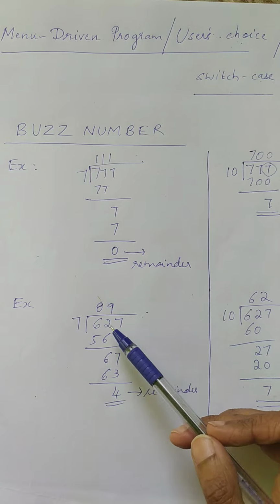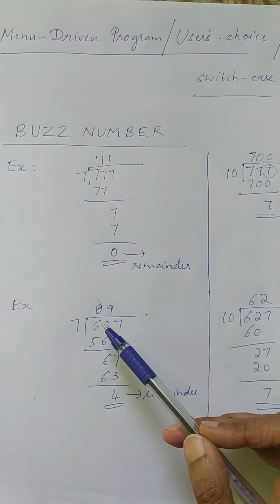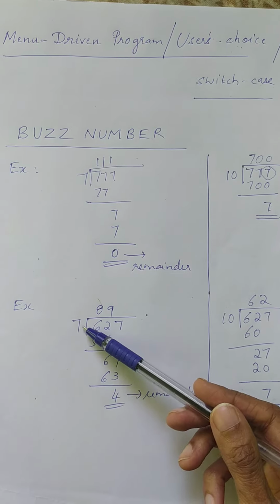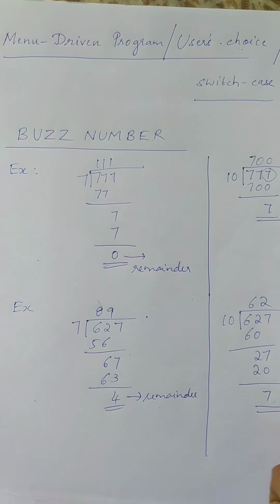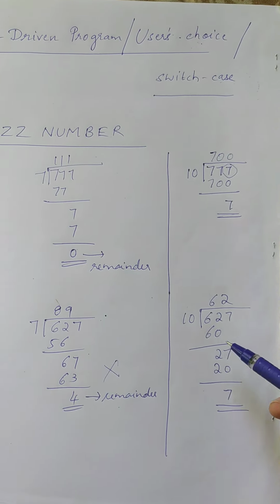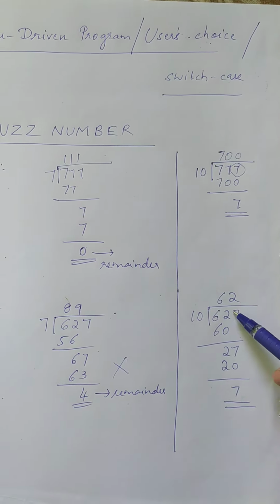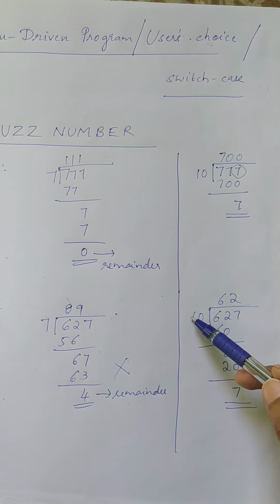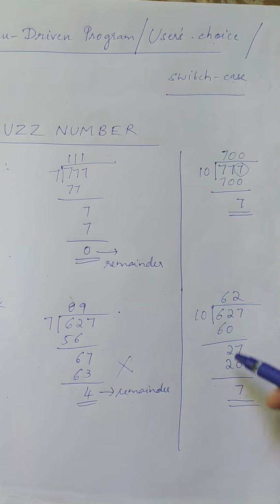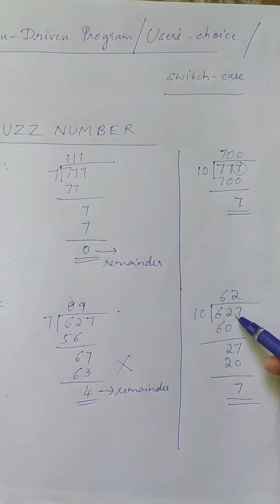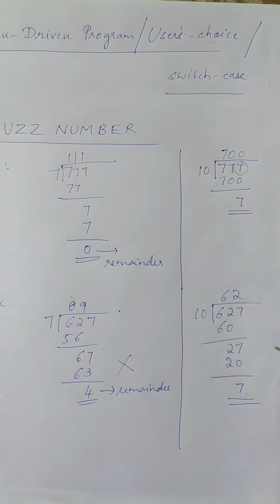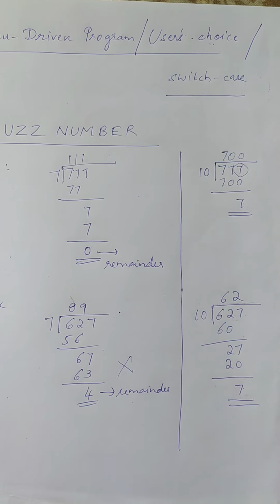And take this example, 627. If I divide by 7, that means I am checking the divisibility, but I am getting remainder 4. So this condition is false here. But see the second condition. I am separating the last digit by dividing it by 10. So I am getting the remainder as 7. I am checking whether it is the last digit. Yes.